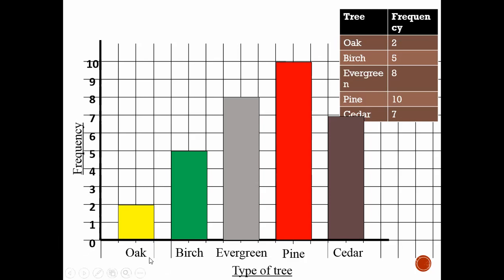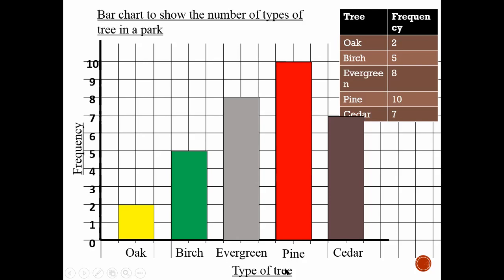And they label the y-axis as the frequency and the x-axis as the type of tree. And the title of the bar chart shows the numbers of types of tree in a park.